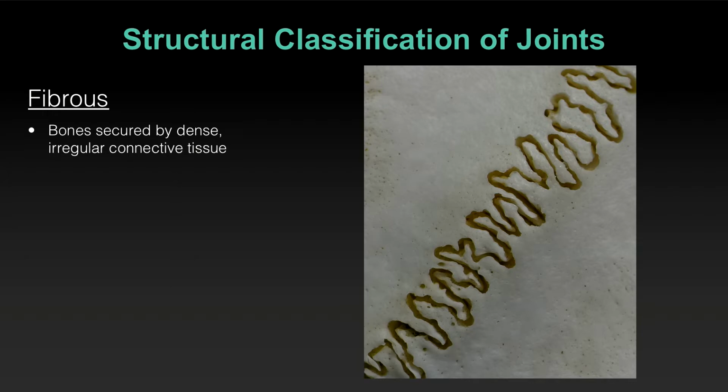They are generally secured by dense, irregular connective tissue. The bones might be in direct contact, there might be intervening connective tissue, but they are generally secured to one another. And so the sutures shown here are a fantastic example. Dense connective tissue lining the serpentine walls between the two bones. And this is an immovable joint, but we'll talk about function coming up.